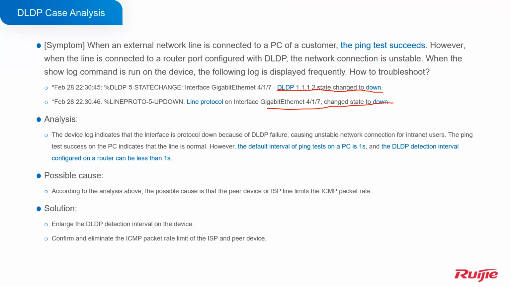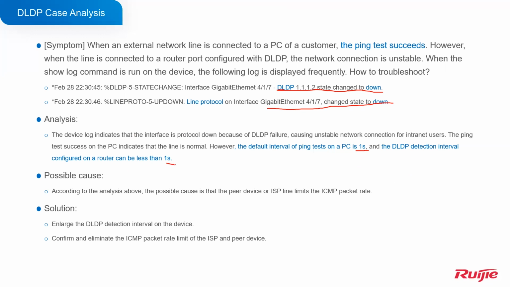Let's see the analysis here. The device log indicates that the interface is protocol down because of DLDP failure, causing unstable network connection for internet users. The ping test success on the PC indicates that the line is normal. However, the default interval of the ping test on a PC is 1 second, while the DLDP detection interval configured on a router can be less than 1 second. So from the analysis, we can find that the connection is normal.